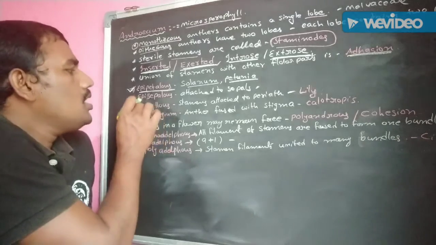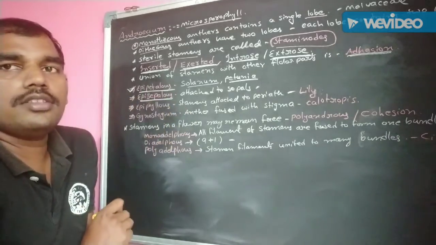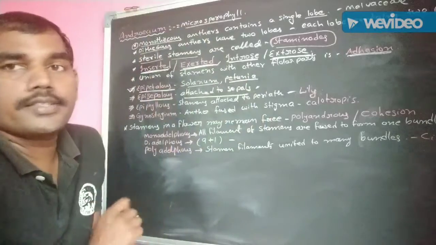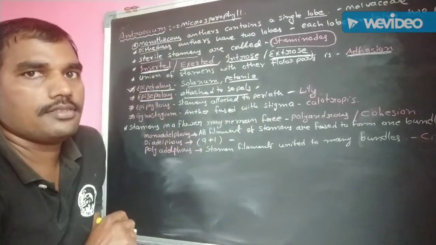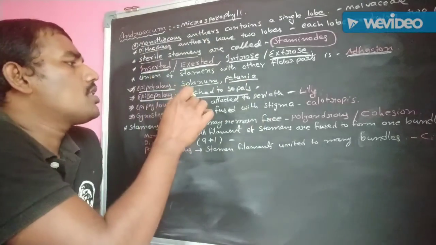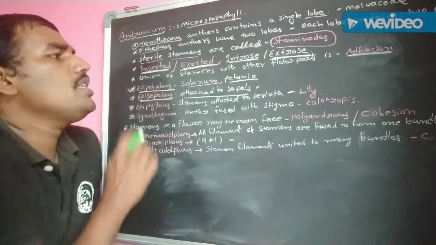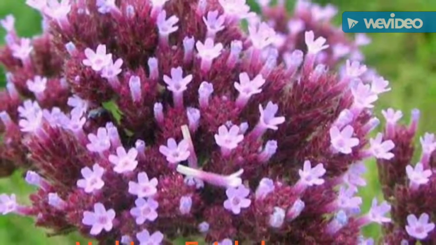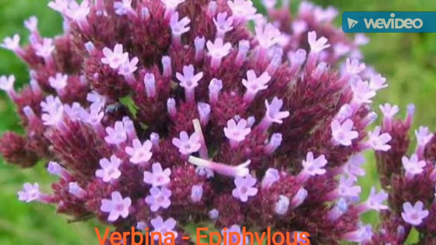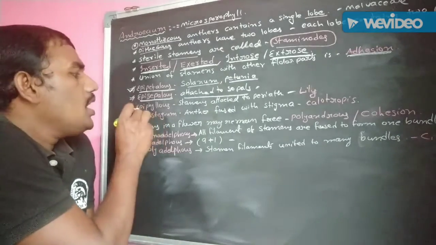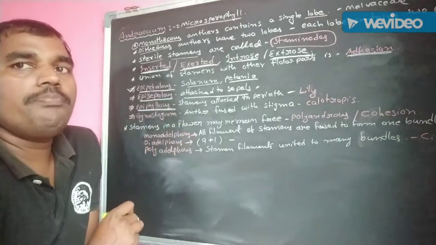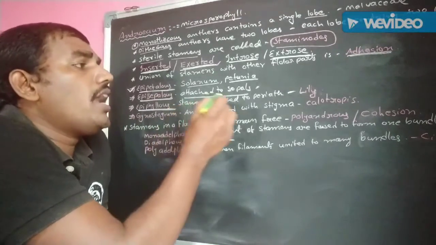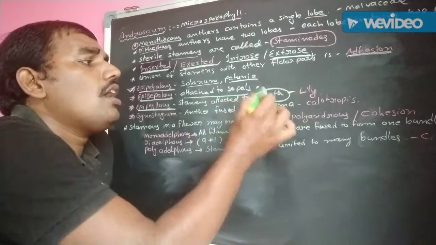Another one, episepalous. That means the stamens are attached to sepals or calyx. This is known as episepalous. Another, epiphyllous. Epiphyllous means the stamens are attached to the perianth.